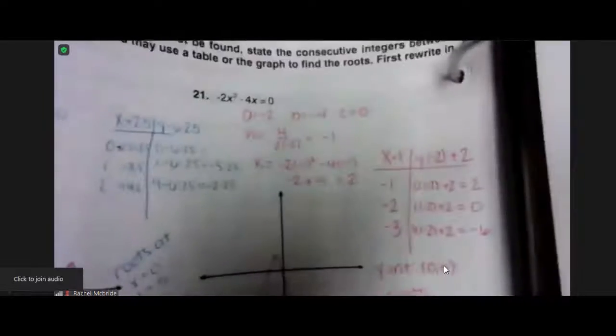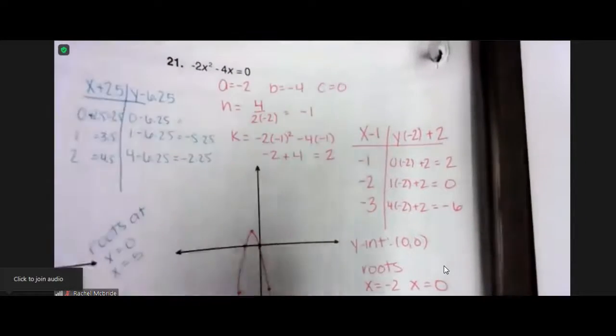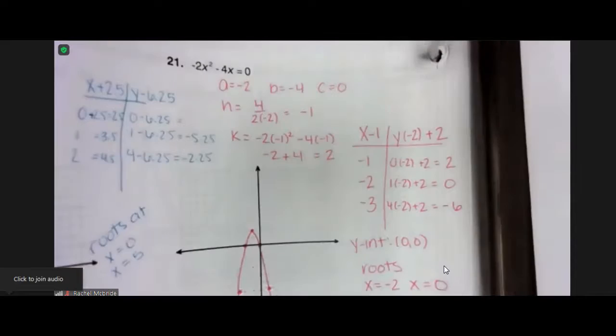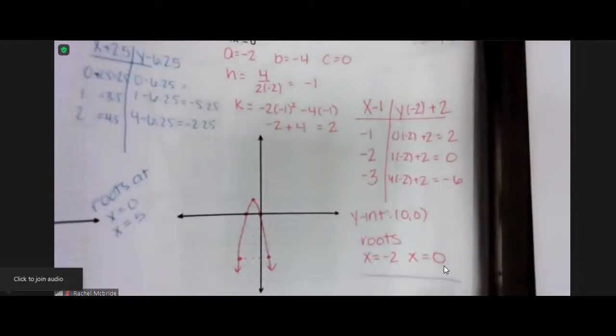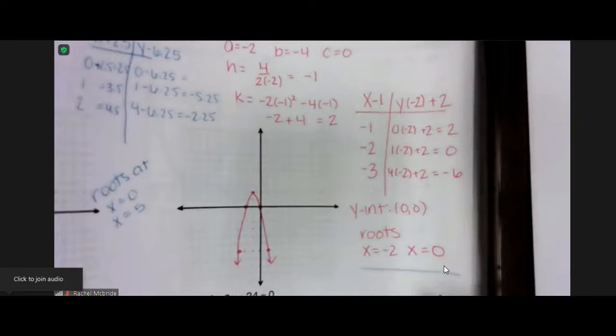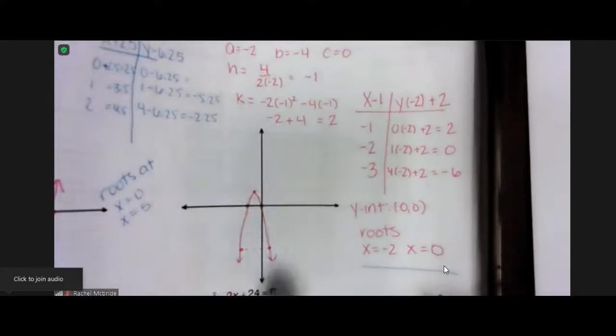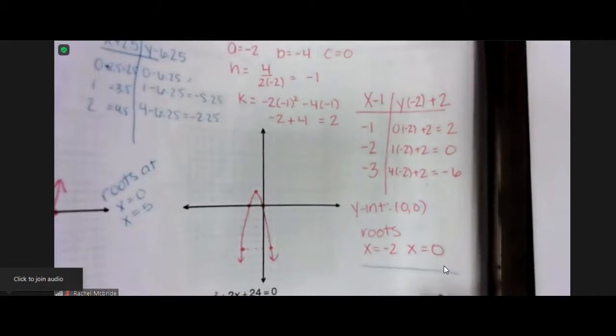So again, number 21, getting points from a table. When you graph on your quiz or on your homeworks, you should always have 5 points. So there should always be 2 to the left and 2 to the right, as well as the vertex.